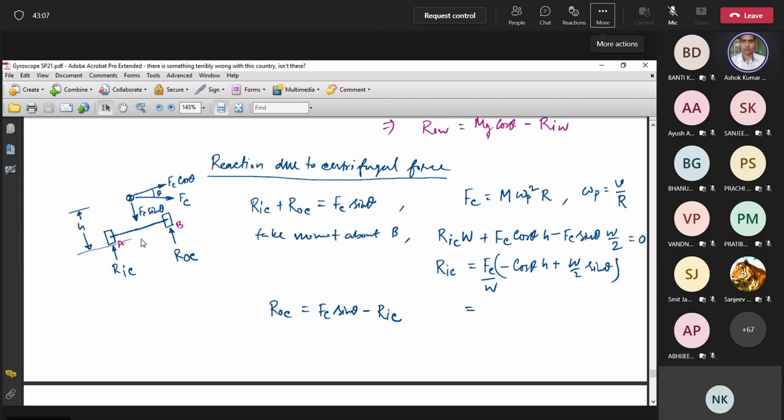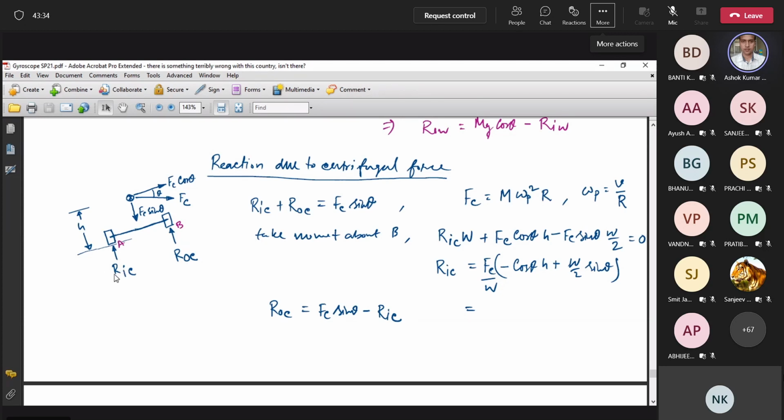Since the banking angle is theta, this angle is theta. So now again, the reaction, you can have a question here. You have given the reaction directions are like this. Actually, we don't know what is the reaction here due to centrifugal force. These are two unknowns. And from the force balance and moment balance here, we can find out these reactions.